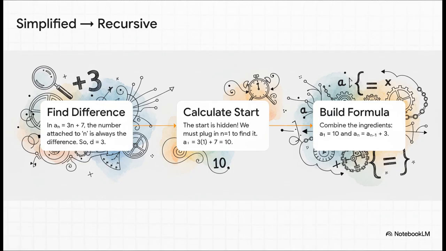To find the real start, we have to actually calculate the very first term by plugging in n equals 1. So a1 is just 3 times 1 plus 7, which gives us 10. Now we have our ingredients. a1 equals 10 and d equals 3. And our recursive formula is a1 equals 10 and an equals an minus 1 plus 3.